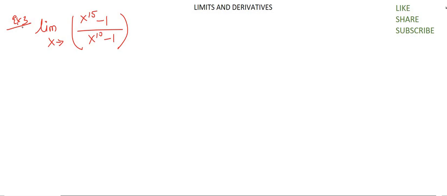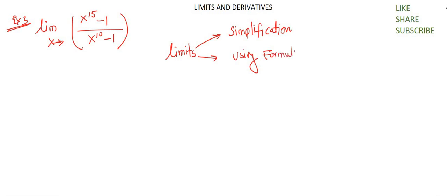In the last two videos I explained the simplification method for finding limits. So for finding limits there are basically three methods. First method is simplification, that I explained in the last video. Second method is using formulas, which we will discuss here, and third method is using the h method. So this I will discuss in the next video. So here I am going to discuss using formulas.